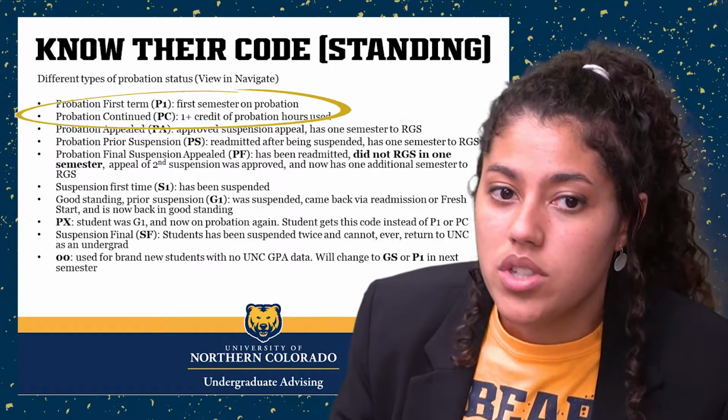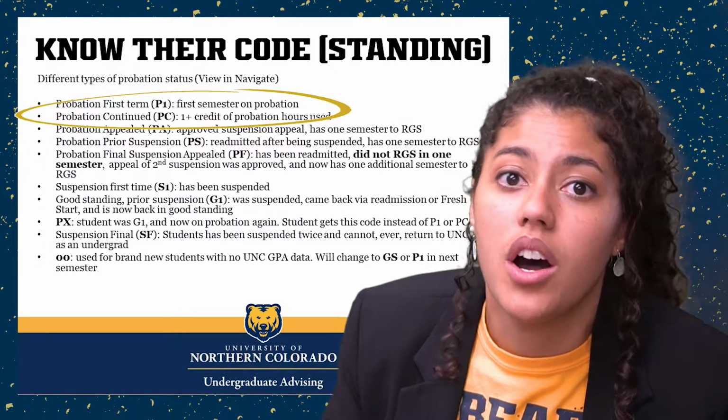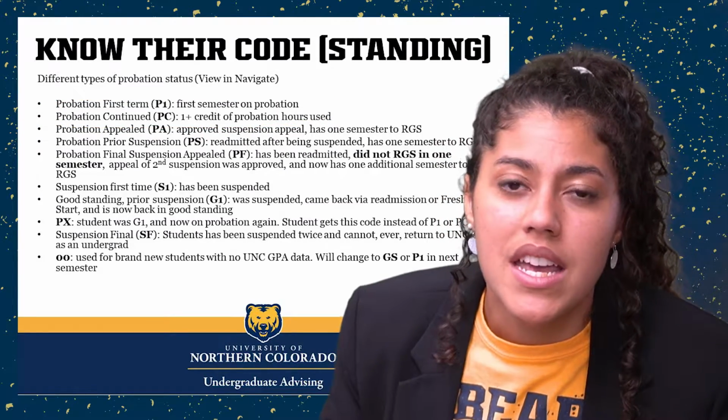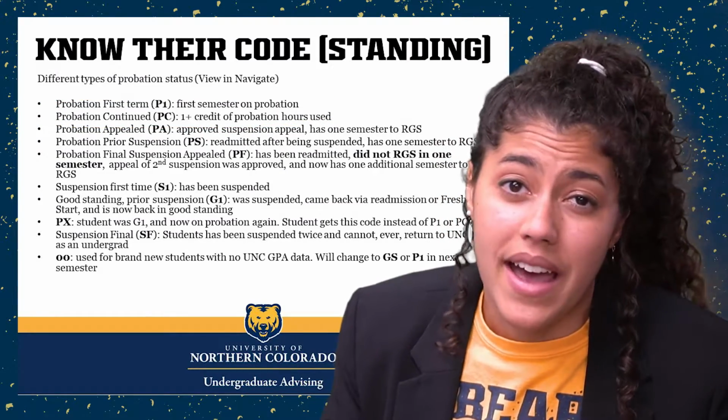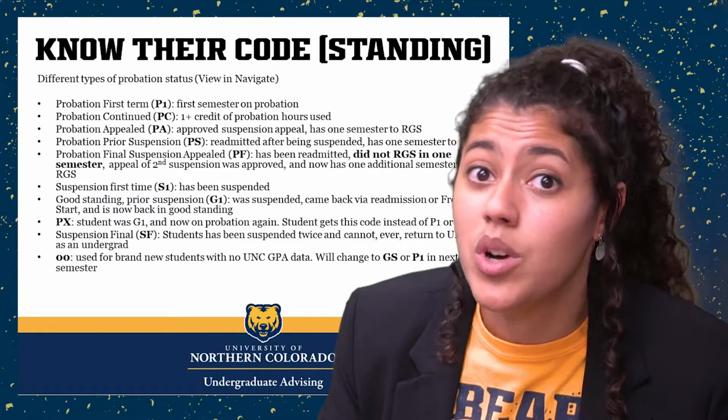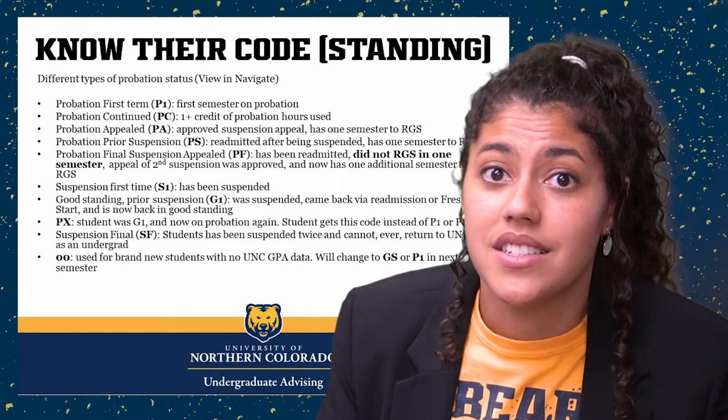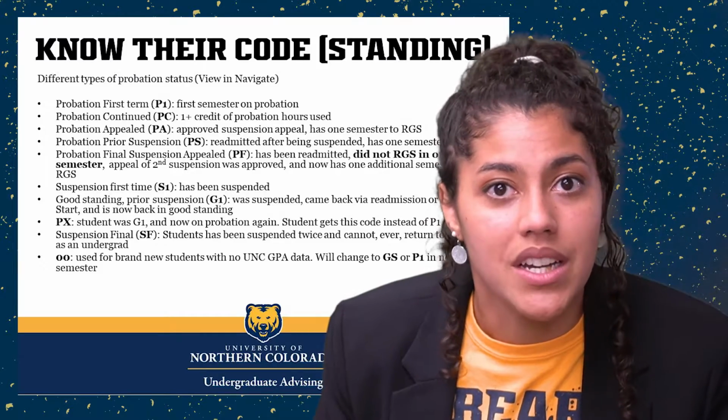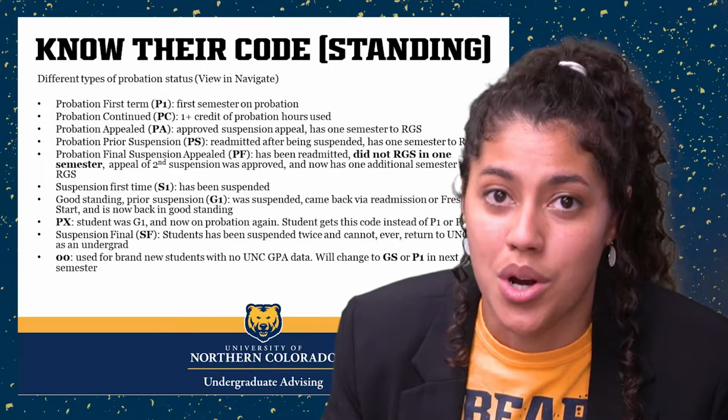So those are the two most common, P1, PC. You also will see a lot of 0-0, which are basically students who don't have a GPA yet. Their GPA will either turn into GS, good standing, or P1 for probation first term.